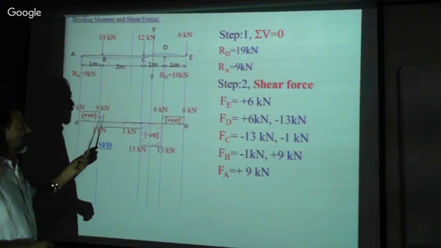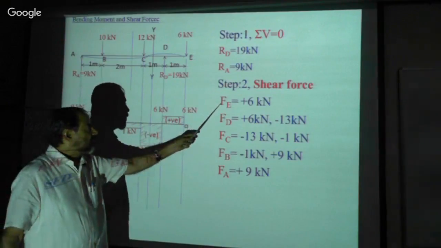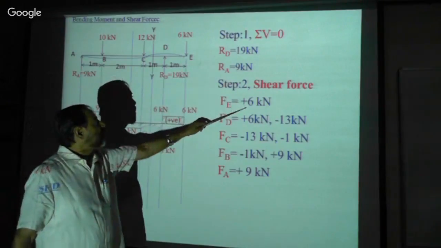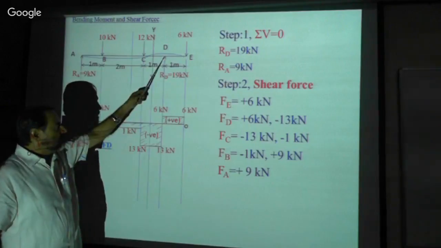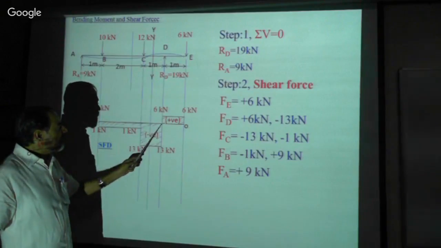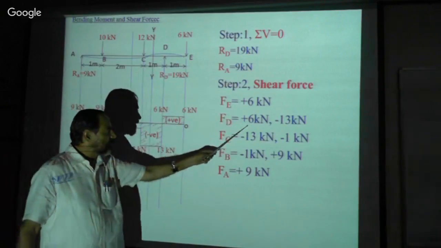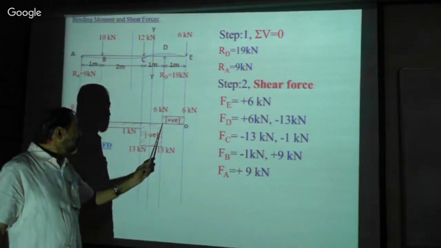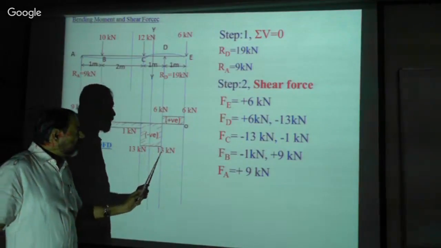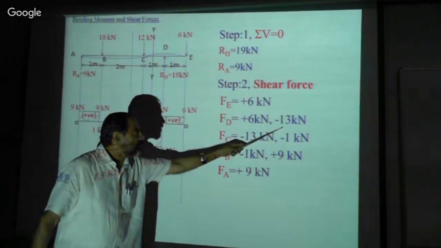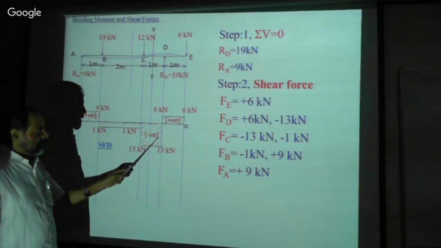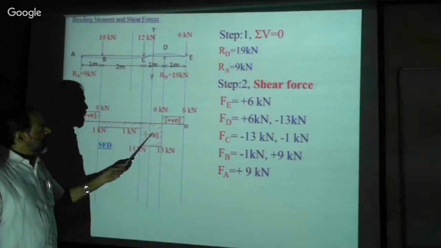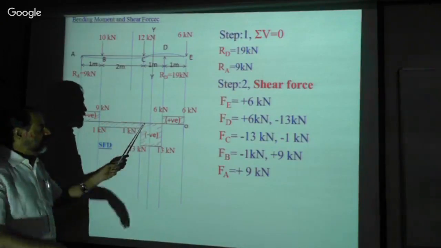Now we have to write down: shear force at E is equal to 6 kilonewton positive. Shear force at D is 13 kilonewton negative. Now see, we have to design for both. If we design for both, our beam will be safe.